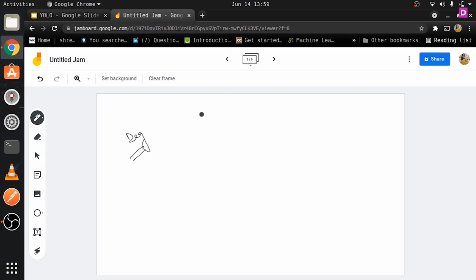So for dog class, now I have values. Some are 0, some are not 0. 0 means the probability that it contains the object is not there. So the probability is very less. That means there is likely a chance that the object is not there. Hence I have set that to 0.